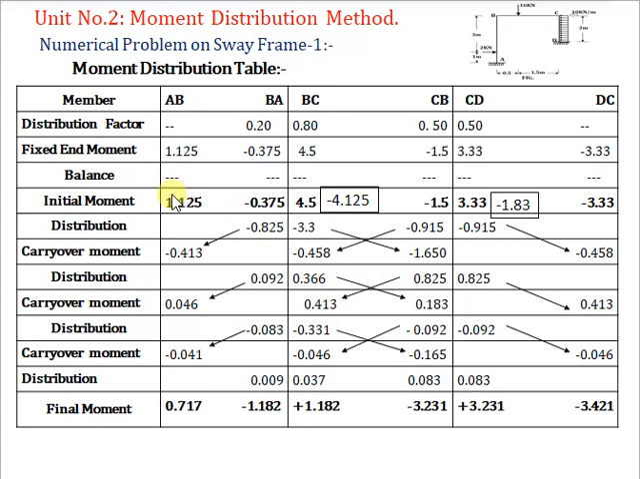Do the addition of all moments, starting from the initial moment and adding all the values. So the final moment for AB is 0.717, for BA and BC minus 1.182 and plus 1.182, and for CB, adding from initial moment up to the distribution, our values are minus 3.231 and plus 3.231, and the last value is minus 3.421. So these are the final moments.